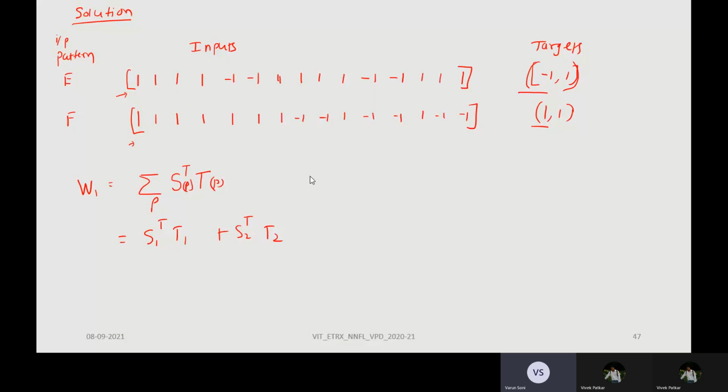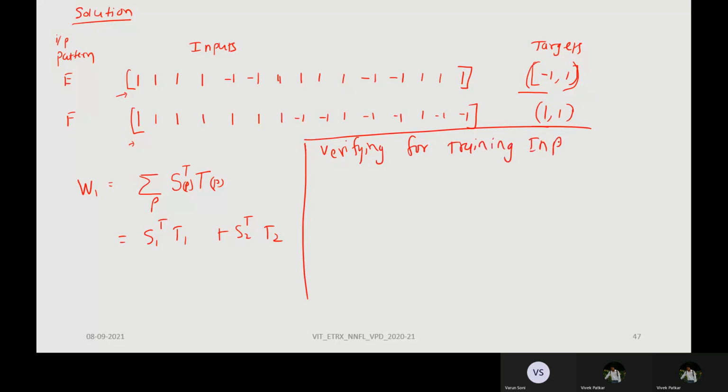Correct. Your weight matrix is absolutely correct. Now what we need to do is verify whether this network was able to memorize that pattern. So you write the title, verifying or testing for training inputs.